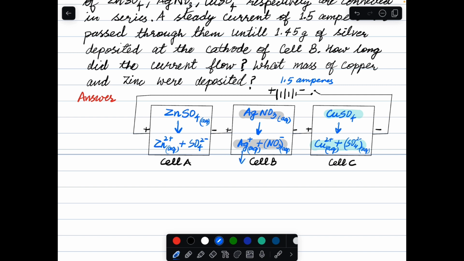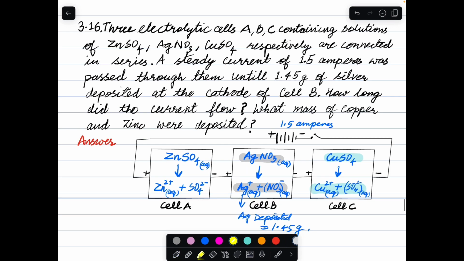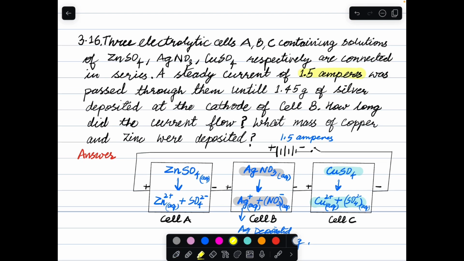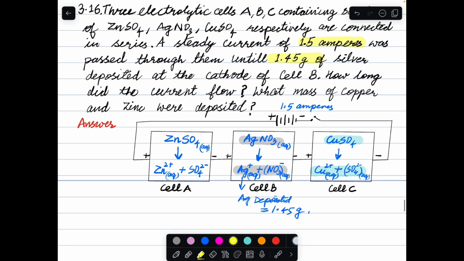in cell B, silver deposited is the second piece of information given, which is equal to 1.45 grams. How long did the current flow? We have to find this out. So we have to use this value of current and this mass of silver deposited, and calculate how long the current flowed and what mass of copper and zinc were deposited.